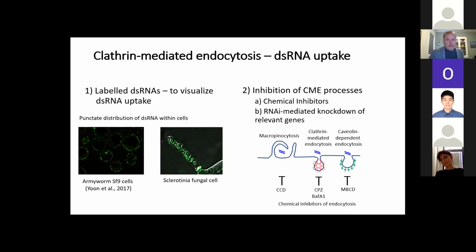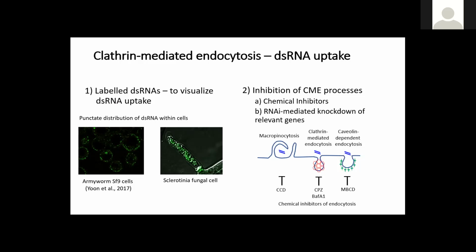Many people have studied this process using a variety of techniques. On the left, you can see that people can use fluorescently labeled double-stranded RNAs to visualize the double-stranded RNA within the cells, such as in the fall armyworm cells by Reddy Pali's research group. Or in the case of a fungal cell, which is from my lab, we can see uptake of double-stranded RNA within the fungal hyphae. We also will use chemical inhibitors to try to provide evidence for which type of endocytosis is occurring. And we can also use an RNAi-mediated approach to knock down key proteins that would be involved in those processes to confirm which process is involved.